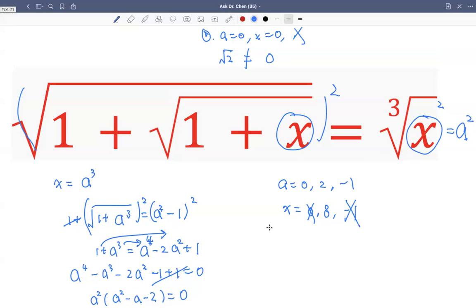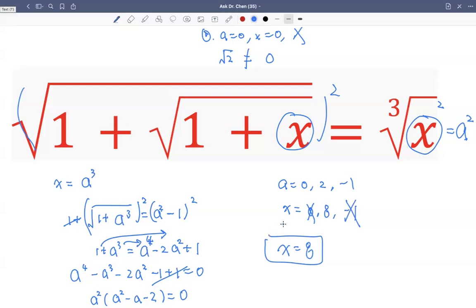For the last one, let's try 8. If it's 8, 1 plus 8 is 9. The square root of 9 is 3. 1 plus 3 is 4. The square root of 4 is 2. The left-hand side will get 2. Then the cubic root of 8 is indeed also 2. So the only solution is 8.